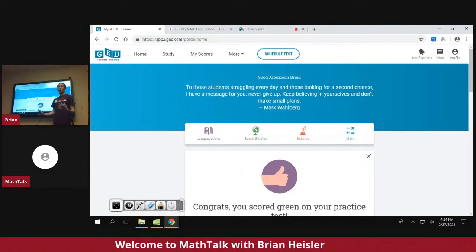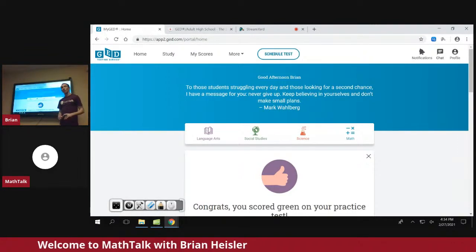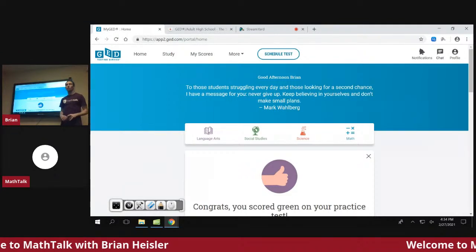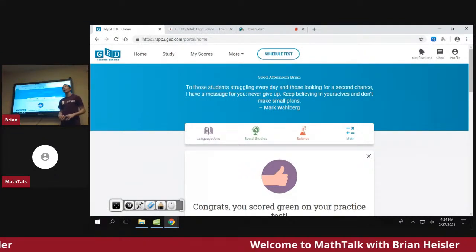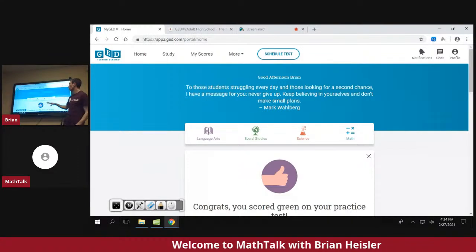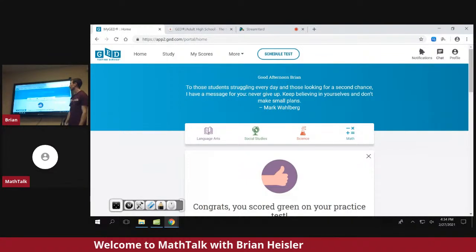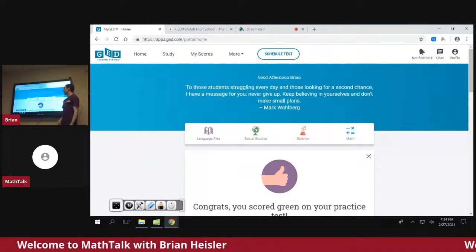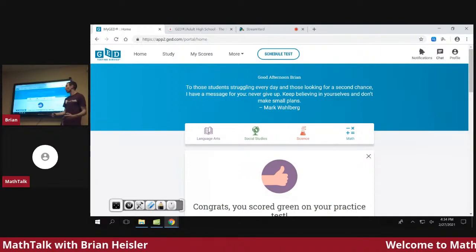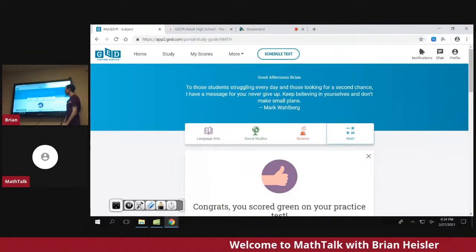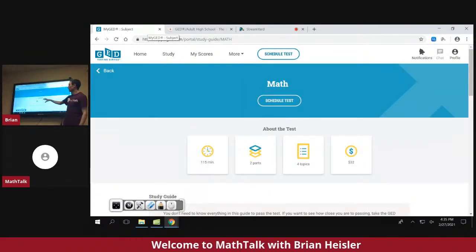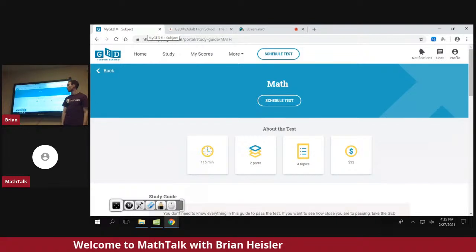If you haven't already created an account on GED.com, make sure you do that. You're going to need an account with GED.com to take the GED test. Once you have an account, you're going to log in, and you'll get a screen that looks kind of like this. Because we're looking at the math test, I'm going to go right here where it says math. I'm going to click right there, and it's going to take me to that screen you just saw a minute or two ago.